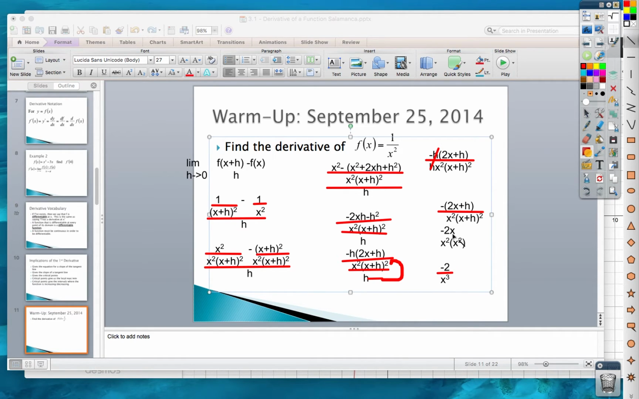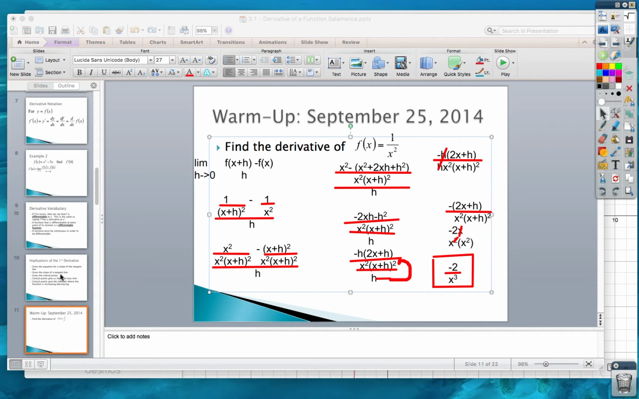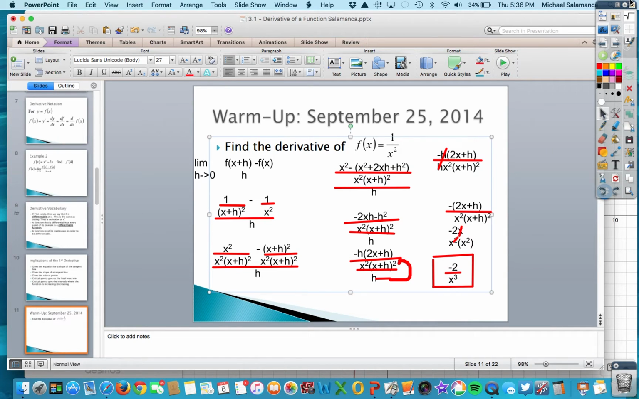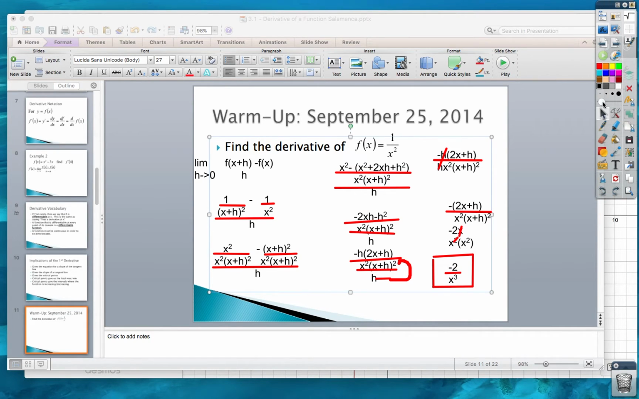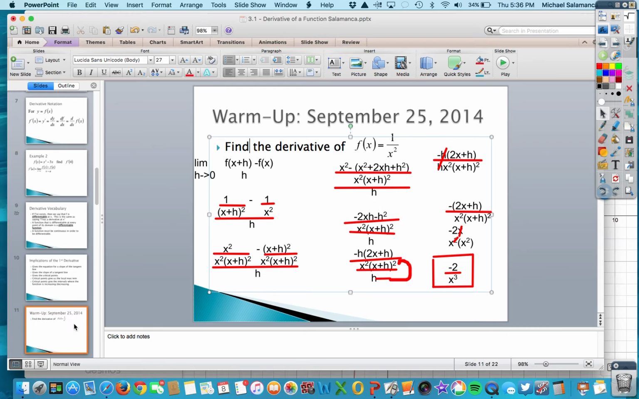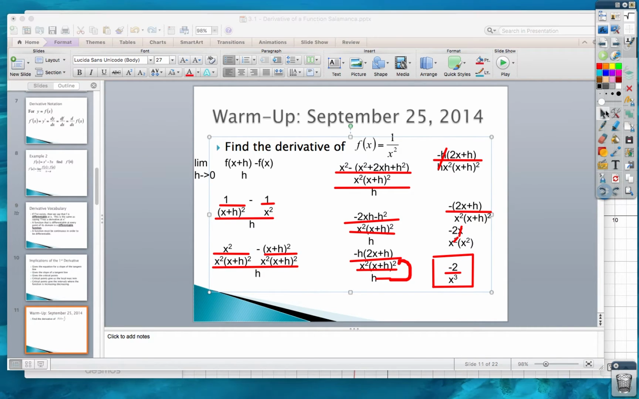So just to clarify, this x will cancel out with this squared, and then x times x squared is x cubed. And so this is going to be our derivative to find the slope of the tangent line at any point. So I know that one was a little long, but let's keep moving forward.